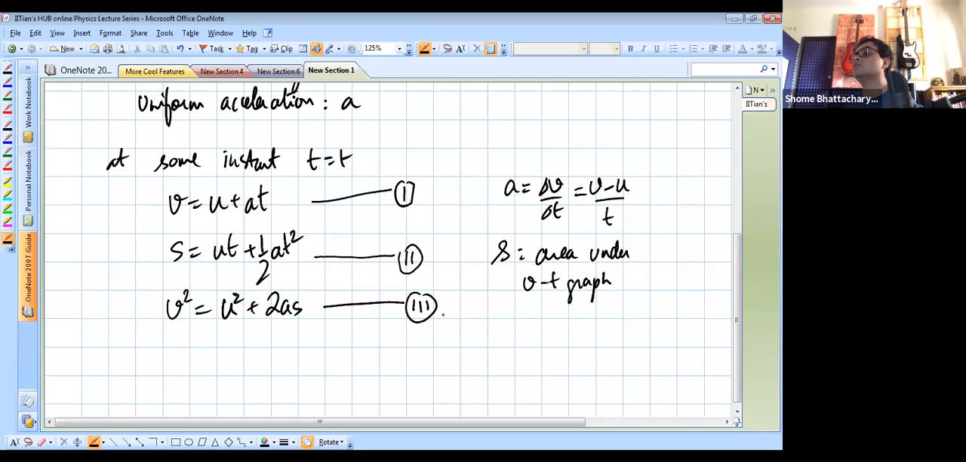So for the third equation, what we do is, in equations 1 and 2, we just eliminate.